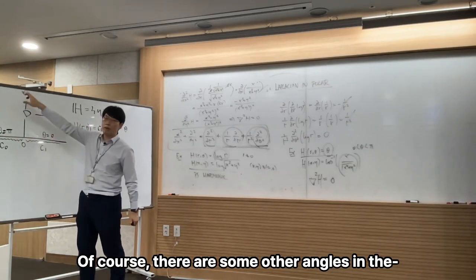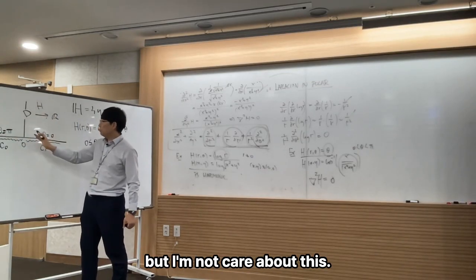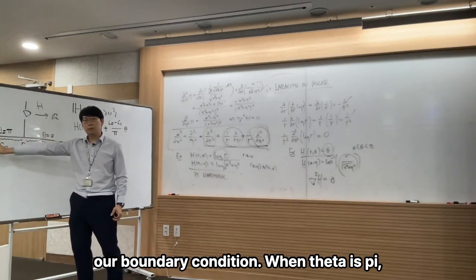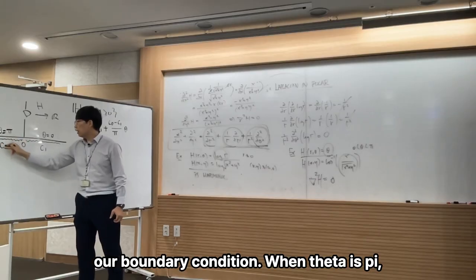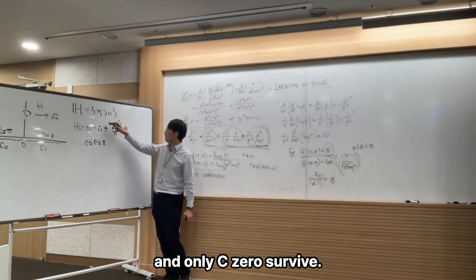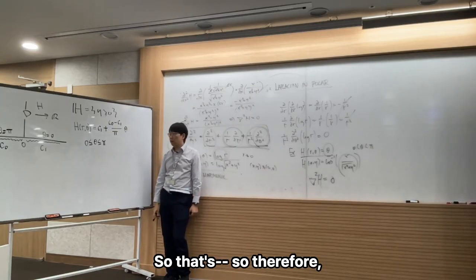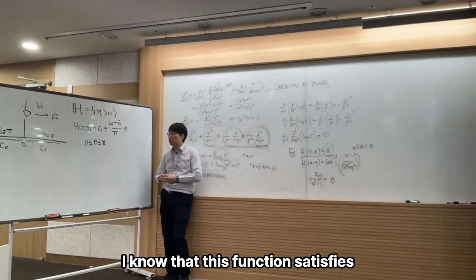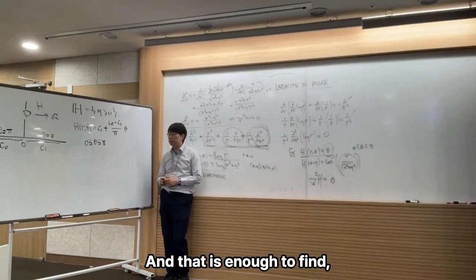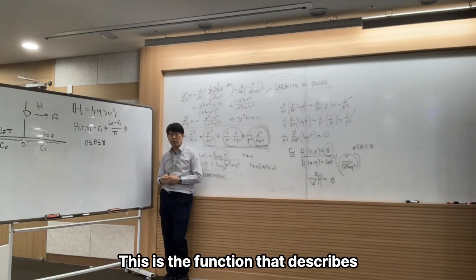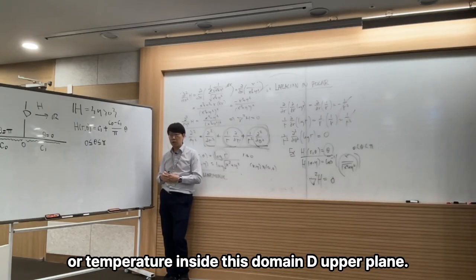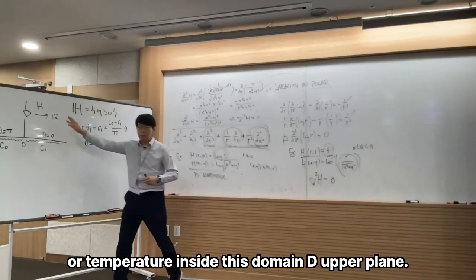Of course, there are some other angles in between, but I do not care about this. I only care about whether the function's formula satisfies our boundary condition. When theta is pi, it must be C0, and that means you have a canceling of C1 here and only C0 survives. So I know that this function satisfies the boundary condition and it is a harmonic function. And that is enough to say that this is the heat map. This is the function that describes the entire heat or temperature inside this domain D, the upper half plane.